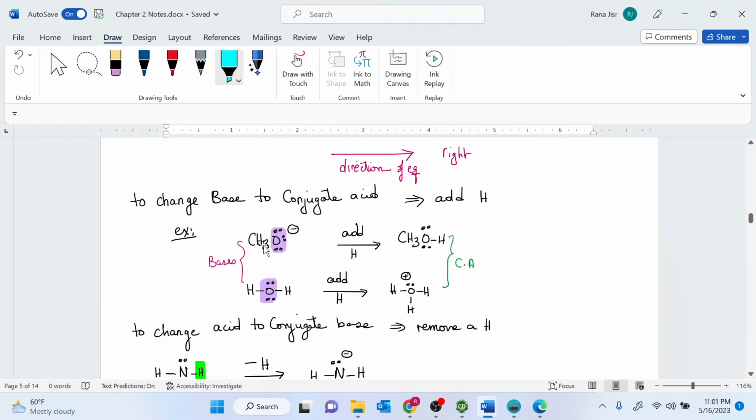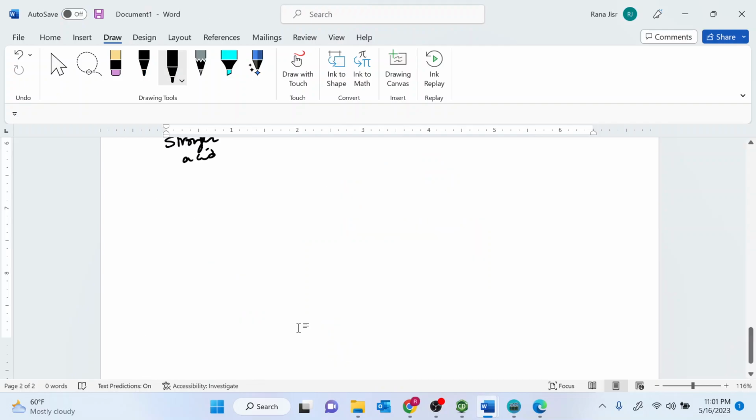To change bases to conjugate acids, we normally add hydrogens. So for conjugate bases, just add the hydrogen and it becomes a conjugate acid. Water is an example of a base and an acid at the same time. If water behaves as a base, then you have to consider the lone pairs of the water. But if water behaves as an acid, you have to consider the hydrogens. We've considered before water behaving as a base. Let's have an example of water behaving as an acid.